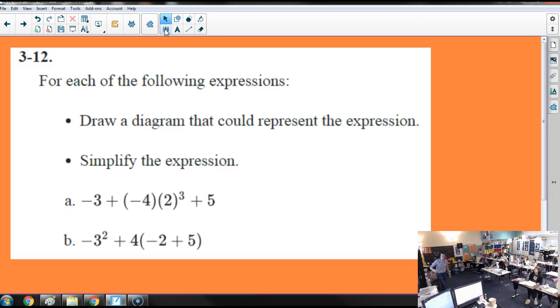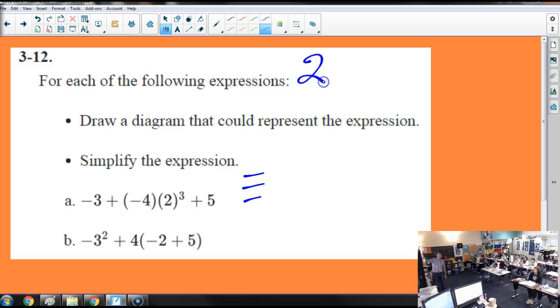So, how do I draw a -3? Well, we draw 3 negatives, right? So we would just say negative, negative, negative. Then plus, that's an and, so I just move to another group. Next, -4 times 2, what's that little 3? What's that little 3? Exponent. What's that tell us to do?